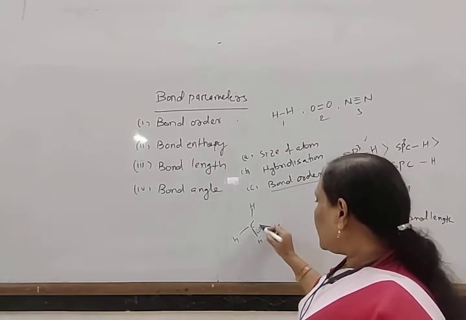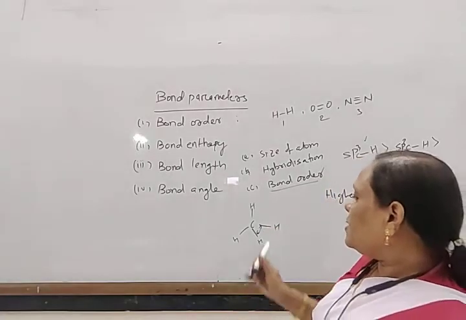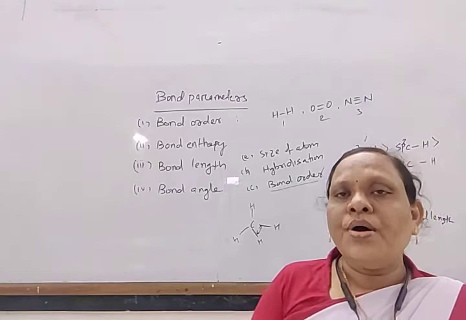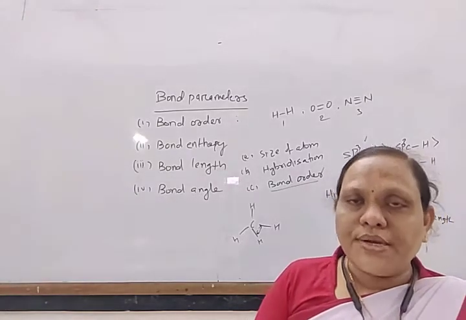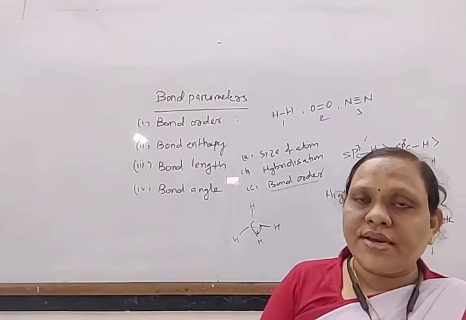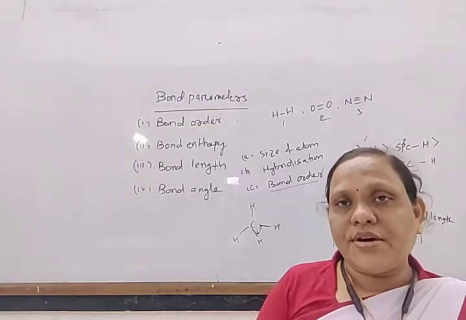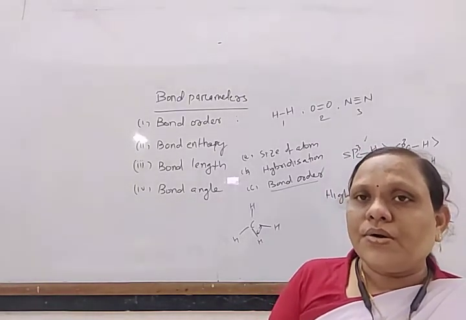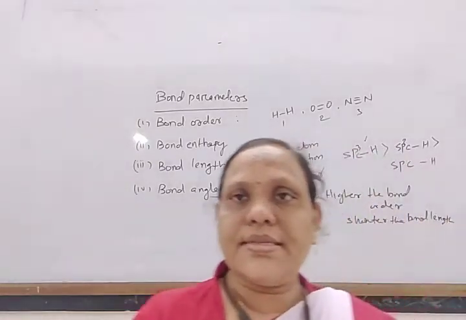This bond angle depends on the type of hybridization and also the presence of lone pair electrons and bond pair electrons, as well as the electronegativity of the central atoms. Okay, so now note down these points.